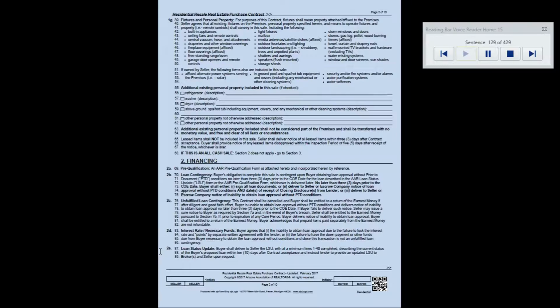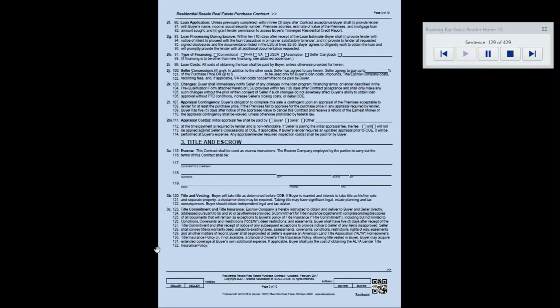2E. Loan status update. Buyer shall deliver to seller the LSU, with at a minimum lines 1-40 completed, describing the current status of the buyer's proposed loan within 10 days after contract acceptance and instruct lender to provide an updated LSU to broker or brokers and seller upon request. 2F. Loan application. Unless previously completed, within 3 days after contract acceptance buyer shall 1. provide lender with buyer's name, income, social security number, premises address, estimate of value of the premises, and mortgage loan amount sought.